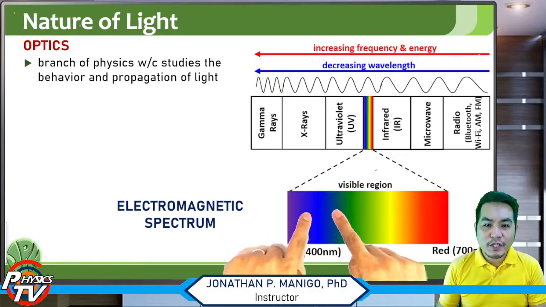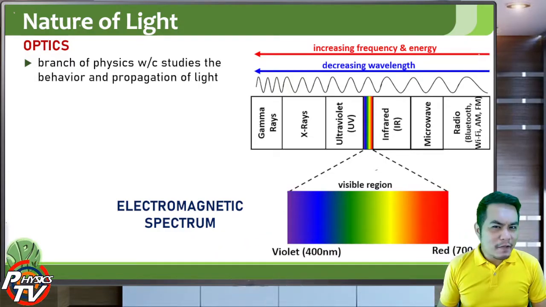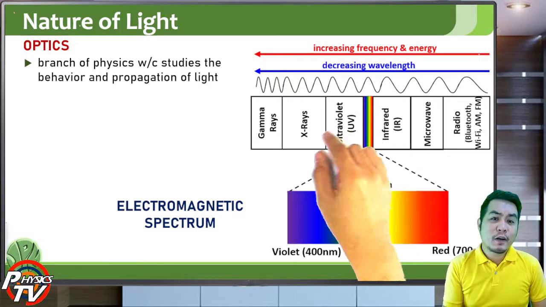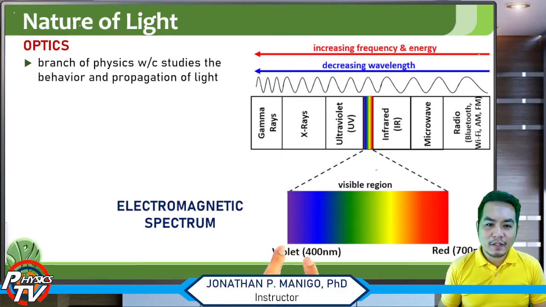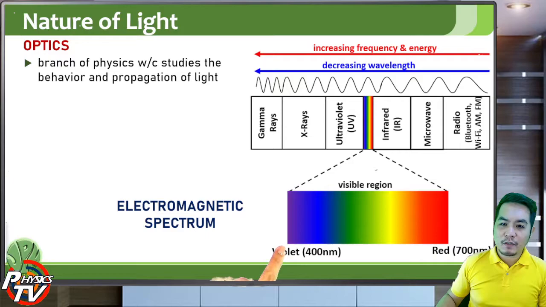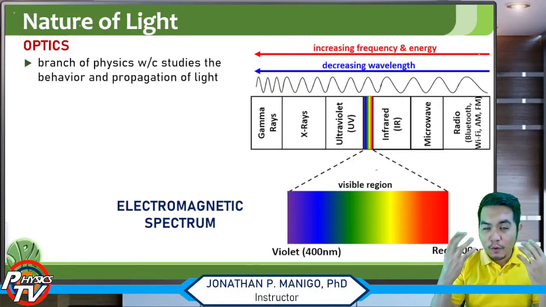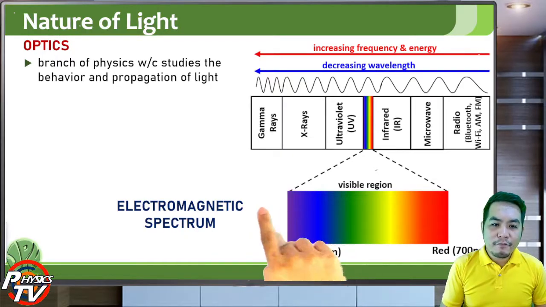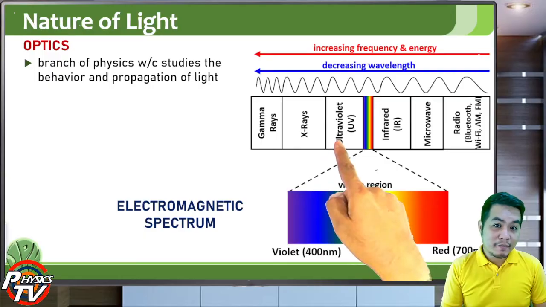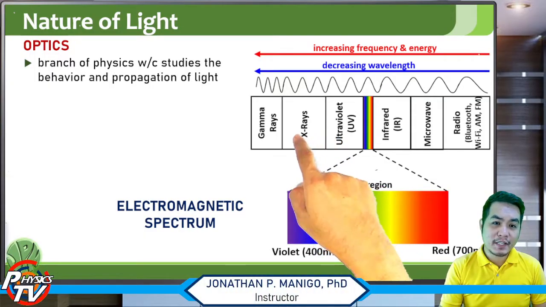So the visible region, the light that can be seen by our eyes, is just a very tiny part of the whole light spectrum. What we can see is from violet, that's 400 nanometer wavelength, to 700 nanometer wavelength, which corresponds to red. That's the only region that's visible to our eyes. Beyond violet, that's now ultraviolet. And beyond ultraviolet, you have X-rays, and then beyond X-rays, you have gamma rays.